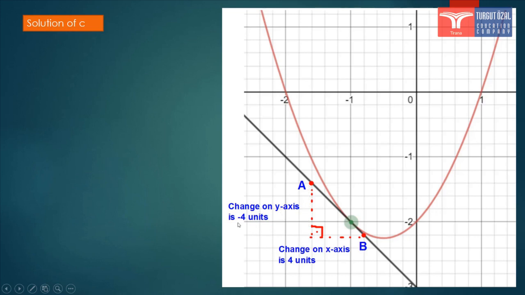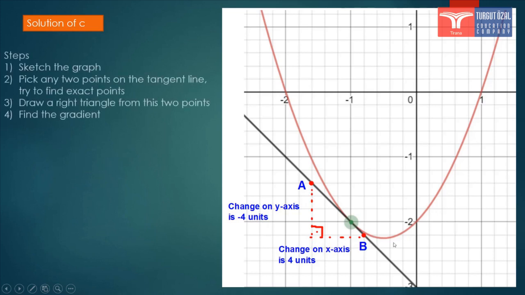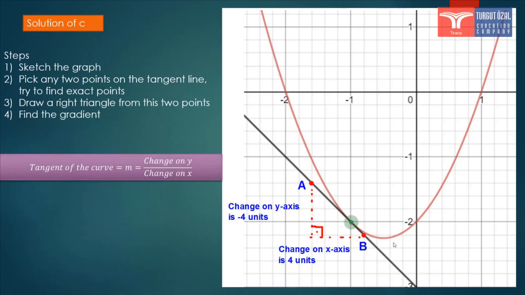We see that the change in y-axis is minus 4 here, because we see that the line goes downwards, and we need to start counting the squares from here. 1, 2, 3, 4. Since it goes downwards, we can say it is minus 4 units, and here we see that it goes in the positive direction, 4 units again. Then following the steps as we said, we can find the gradient of the curve, just the change in y, which is minus 4, over change in x, which is 4, and this will be equal to minus 1 again.